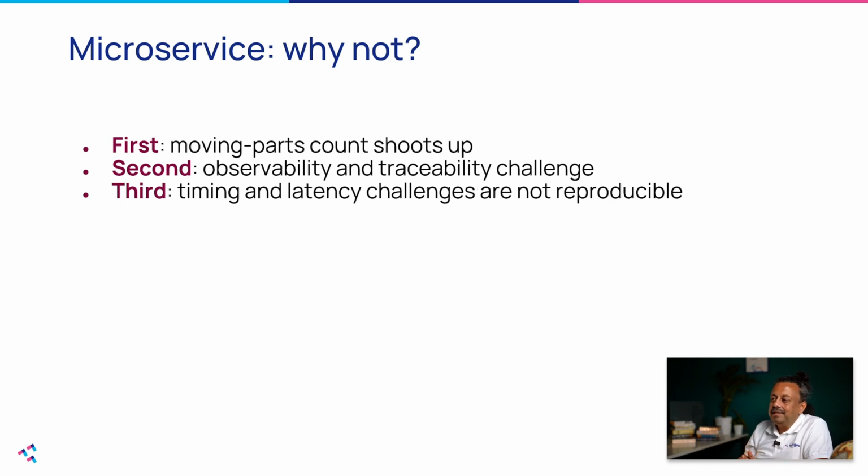Then the third problem is that timing and latency challenges in a highly distributed system are very difficult to reproduce. So suppose you start getting complaints that sometimes this particular call is taking 30 seconds. Sometimes. How do you reproduce it?